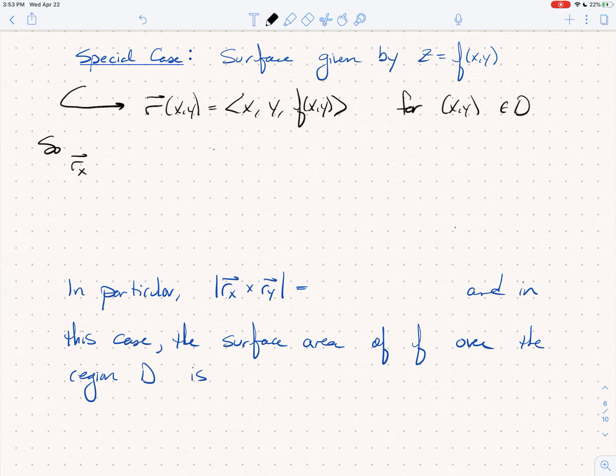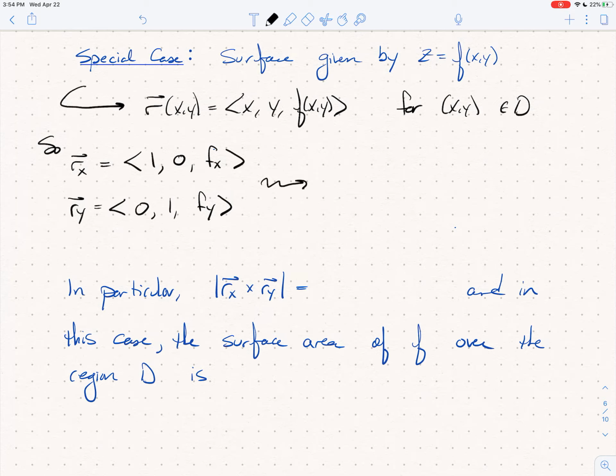So let's just work through the details here. We need to find the normal vector. So r partial x is going to be what? Partial x of x is 1. Partial x of y is 0. Partial x of the z component is just f partial x. So far, so good. And then I want to compute r partial y, and I'm going to get 0, 1, and f partial y by the same reasoning.